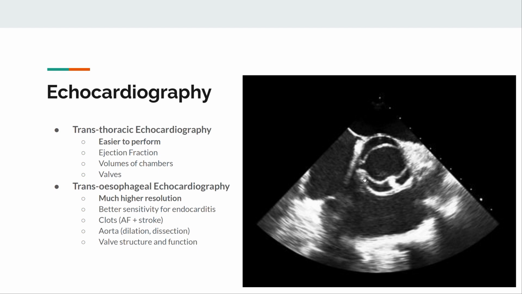This is an echo showing bicuspid aortic valve with the fusion of the two leaflets here with a raphe. So normally there would be 3 leaflets here of the tricuspid valve, but there's just 2 here. This is bicuspid aortic valve.